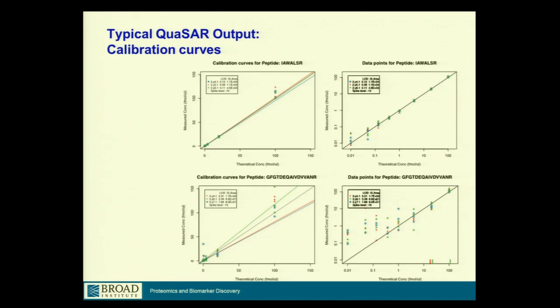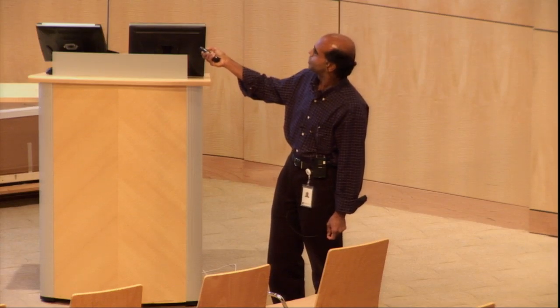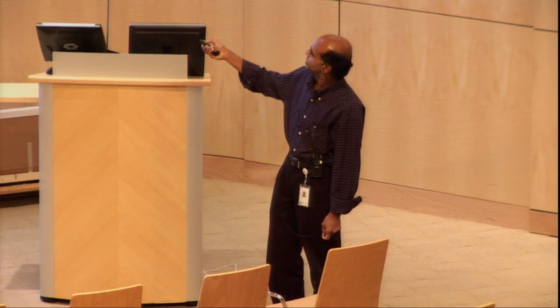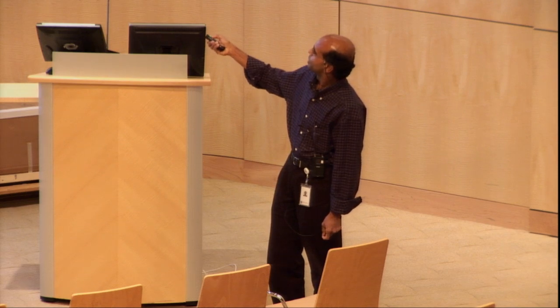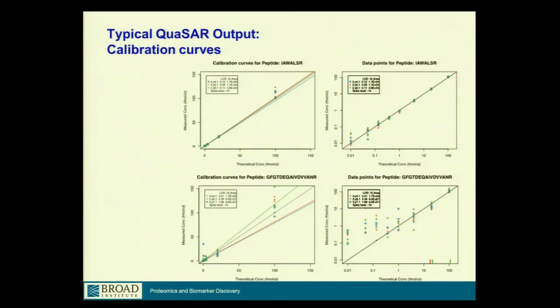There is some variation here at the low concentration level, but beyond, so the limit of detection is somewhere around here. Beyond that, it's all very nicely lined up along the diagonal. The top is from a well-behaved peptide, a peptide that you would definitely use to quantify that protein. Whereas the bottom, you can see that there is more variation in the slopes of the 3 transitions. The values are all over the place. The limit of detection is probably way over here. It's too high to be of much use.